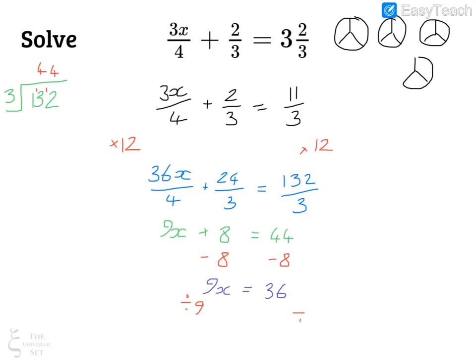Divide by 9. And that will leave me on the left-hand side, I'll just have 1x, and on the right-hand side I'll have 4. X equals 4. Good. Final example we'll look at then, I'm sure you'll be glad to hear.